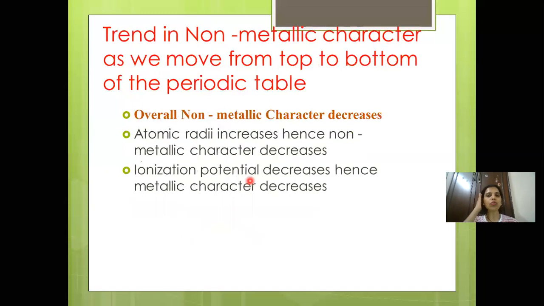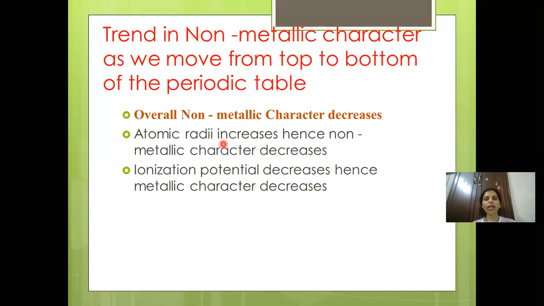Now what happens down the group, that is from top to bottom? As we are moving from top to bottom, the non-metallic character decreases. When you are comparing fluorine and chlorine, which is more non-metallic? Fluorine is more non-metallic. So non-metallic character decreases down the group; fluorine is at the top, so that is going to be more non-metallic. The reason is atomic radii increases.